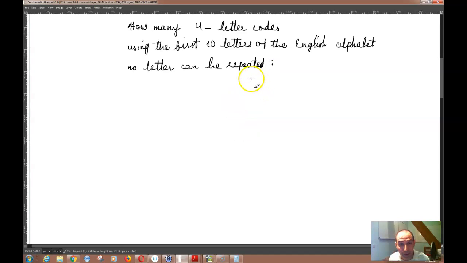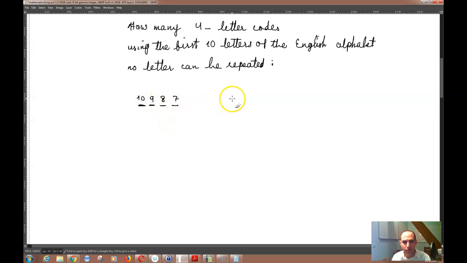Okay, so you have these 4-letter codes, and you have 10 letters of the English alphabet. Using those, you want to build these codes. So that means that there are 10 ways of filling this placeholder. Since you cannot repeat, you have 9 ways of filling this placeholder, 8 ways of filling this placeholder, and 7 ways of filling this placeholder.